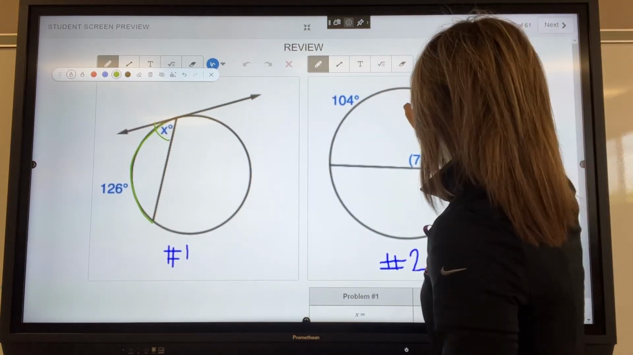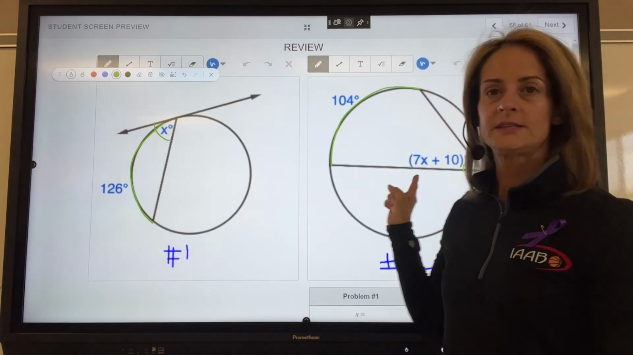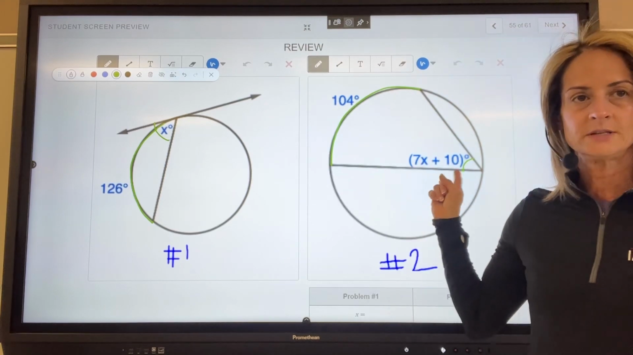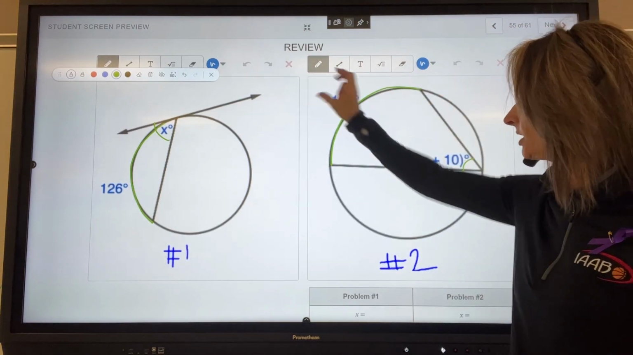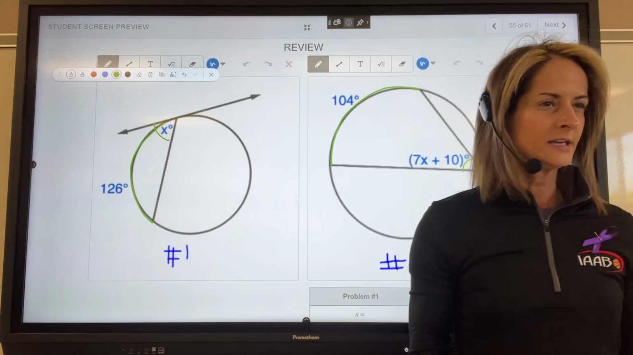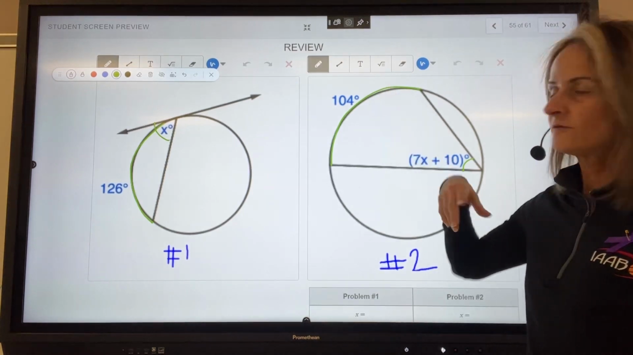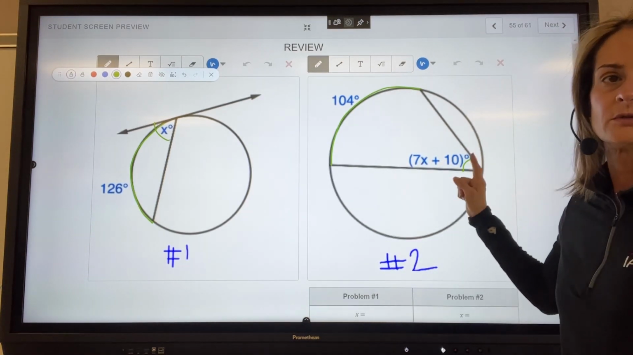This one, this arc is across from this angle. This is an inscribed angle. The relationship between this angle and the arc, this angle is half of this arc. So there's a couple different ways you could set this up, but you could just take the 104 and cut it in half, 52. So this angle equals 52 degrees.